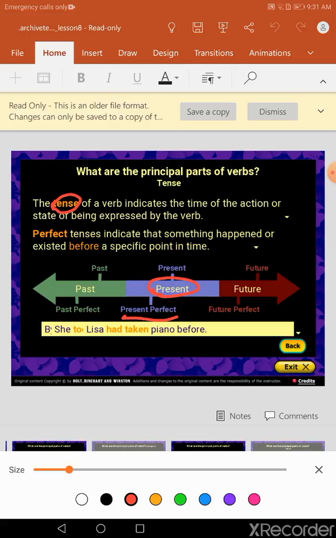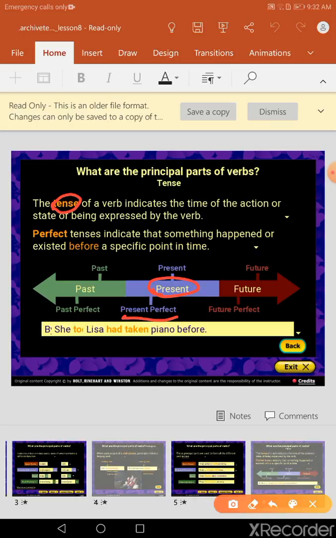So you can say he has studied for 5 hours. Or in other words, you can also say he has been studying for 5 hours if you're focusing on the duration of the time. So we have present, present perfect, past, past perfect, and remember the perfect tenses indicate that something happened or existed before a specific point in time. We have also future, something that will happen later, and future perfect.